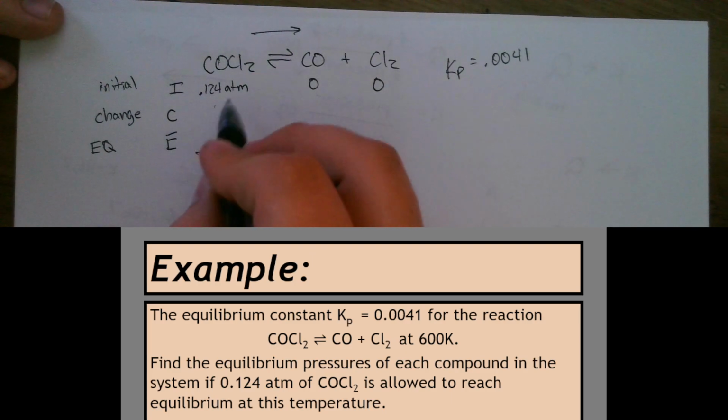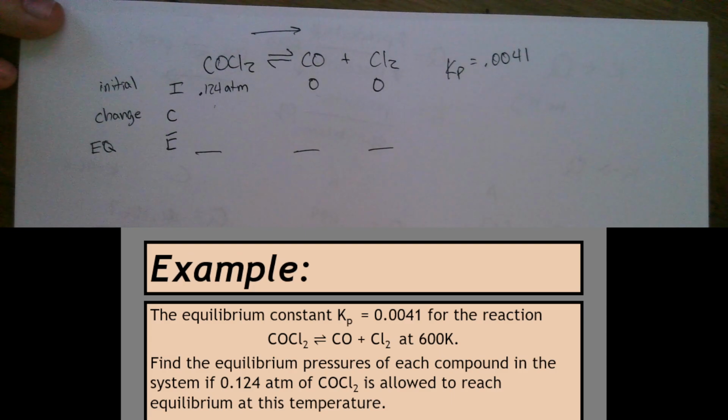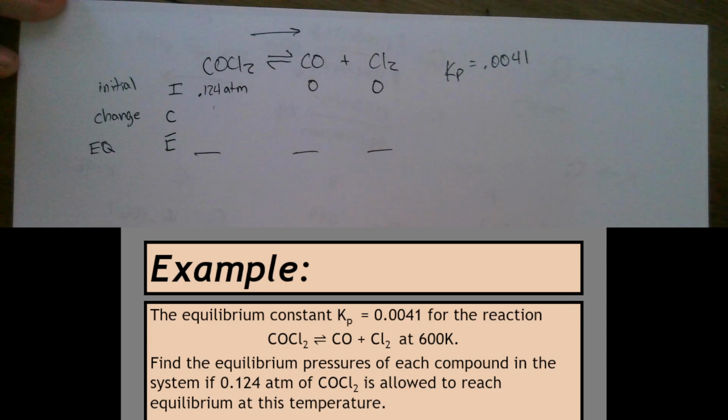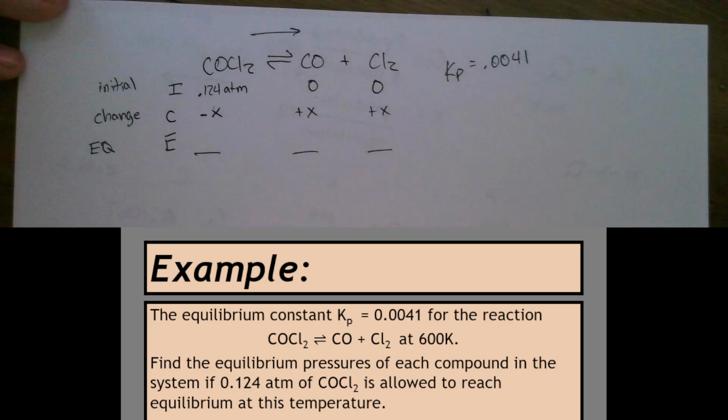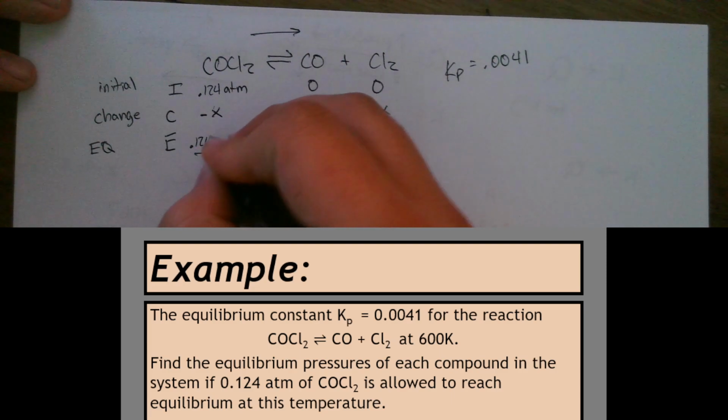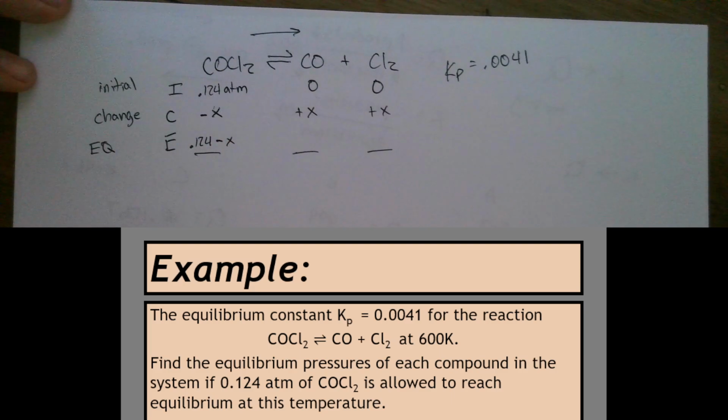Okay, so my change here, my 0.124 atm of COCl2 is going to start being consumed. I don't know how much is being consumed, because I can't do this math in my head, so I'm just going to put minus x. Some amount's being consumed, and plus x for these two, because some amount is being made. I'm going to write my equilibrium concentrations of everything here. 0.124 minus x. Still don't know what it is, but that's the expression that represents what my answer will be. This one is just x. This one is just x as well.